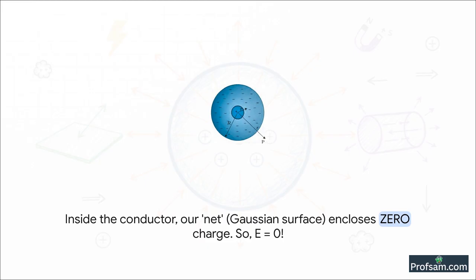And if Q enclosed is 0, what does Gauss's law say? The total flux must be 0. And for that to happen, the electric field, E, has to be 0. And there you have it. The mystery is solved. It's that elegant.